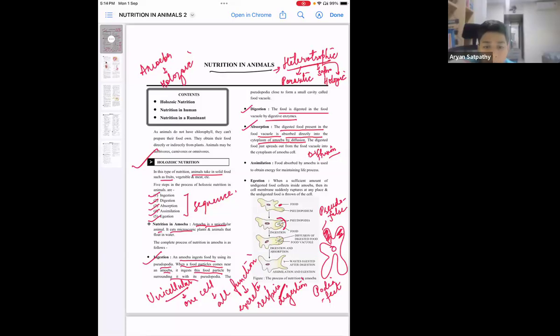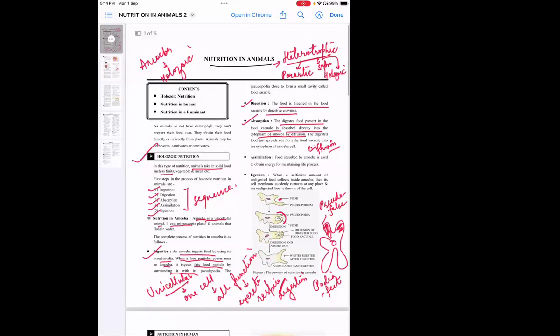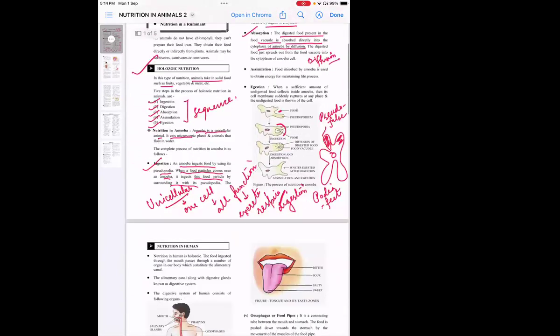I got it. Are you clear with diffusion? Yes, ma'am. Do you have any doubt? Ma'am, I got it. Yes, ma'am.